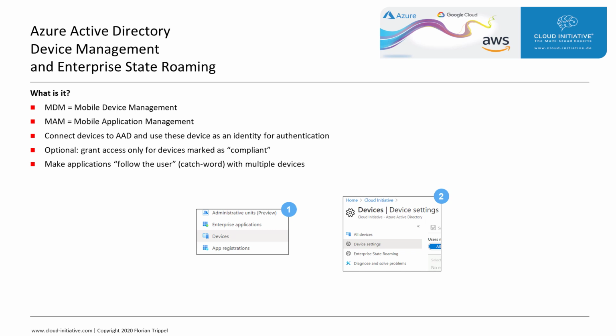For instance, you can connect devices to your Azure Active Directory and use these devices as an identity for authentication. Optionally, you can grant access only for devices marked as compliant. With enterprise state roaming, you can also make devices follow the user, which is a catchword here. Also remember it for the exam. So if the user has multiple devices, he can move certain profile settings from one device to another because in the background it's synced to the Microsoft Azure Active Directory.